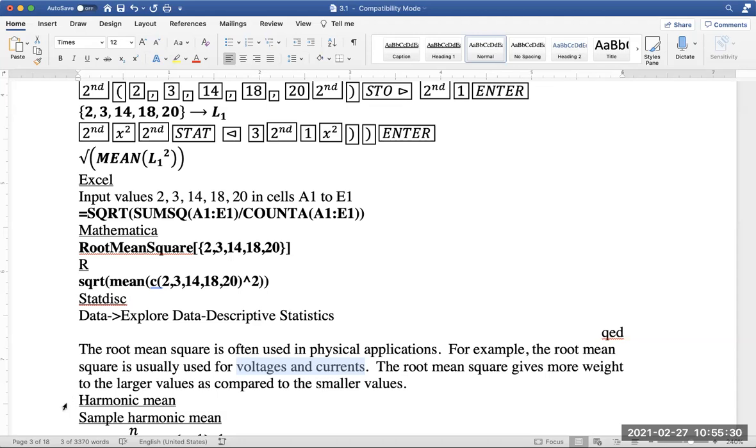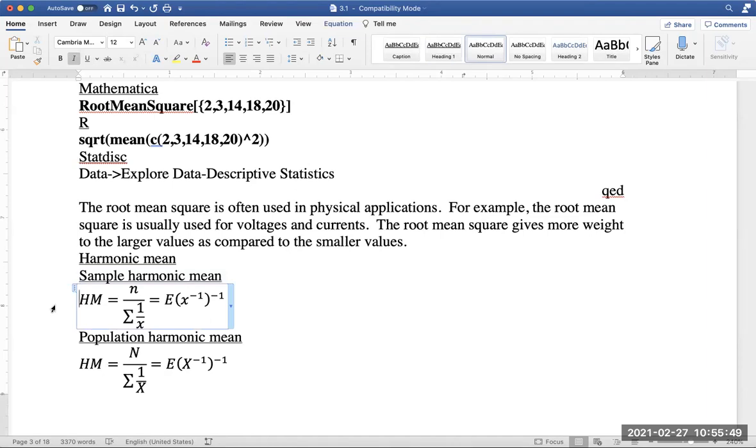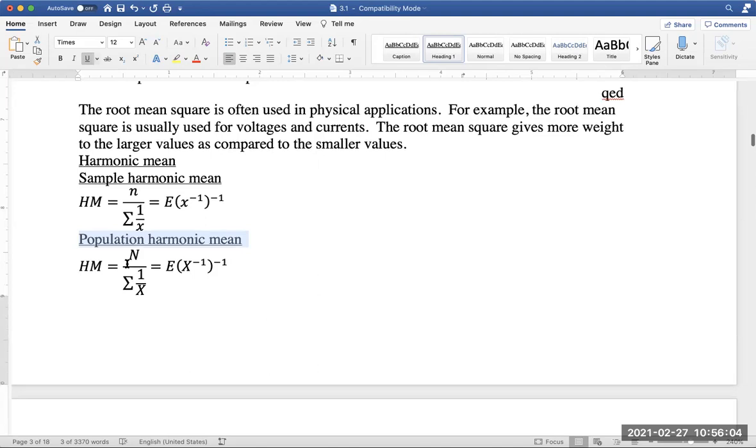Harmonic mean. So now let's look at a different mean, a different average. When we say average, well, what do we mean? Well, maybe sometimes we'll mean the harmonic mean. The sample harmonic mean is defined as N divided by the sum of 1 over x. It is the reciprocal of the expected value of the reciprocals. Similarly, for the population harmonic mean, it is N over the sum of 1 over x. It is the reciprocal of the expected value of the reciprocals. Let me say that again. It is the reciprocal of the expected value of the reciprocals. Say that fast 20 times.